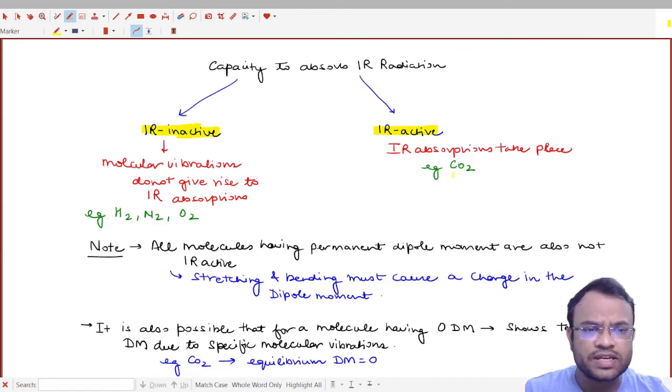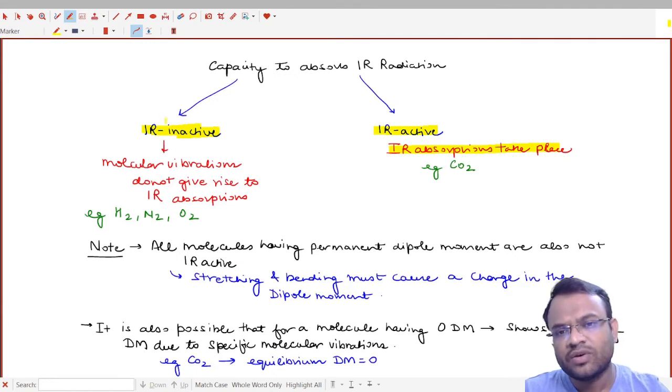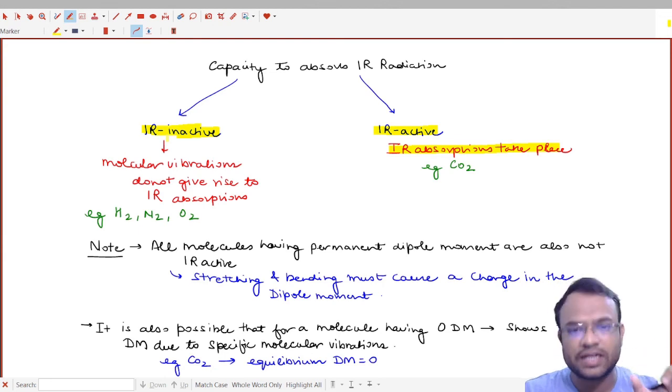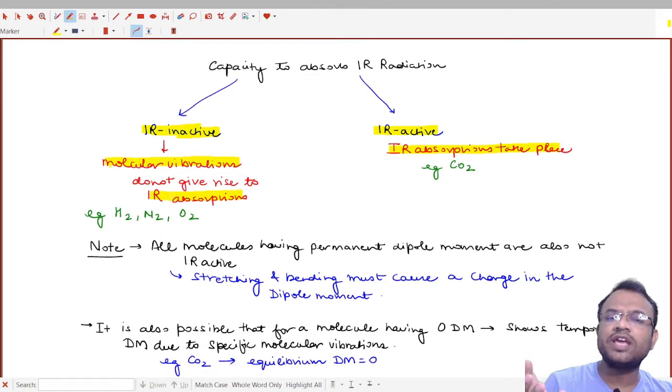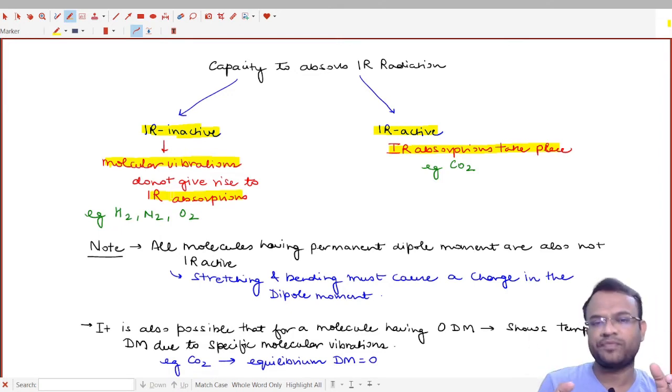Now let us talk about them briefly. The first thing is, let us talk about the infrared active components. Over here infrared absorption takes place, as I have already explained. Why are some bonds infrared inactive? Why can't they absorb? Because the molecular vibrations are not able to give rise to infrared absorptions. The molecular vibrations that were taking place were not able to create a changing dipole. There were molecular vibrations, no doubt in that, but the molecular vibration was not able to create the change in the dipole.